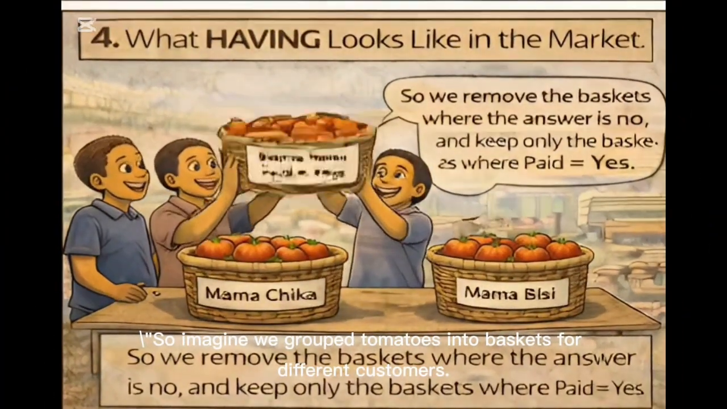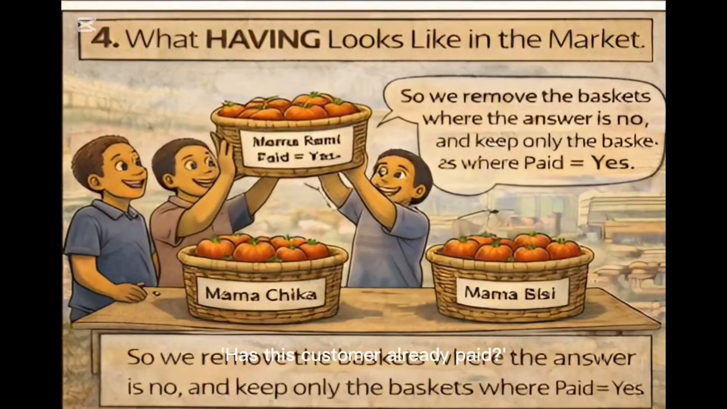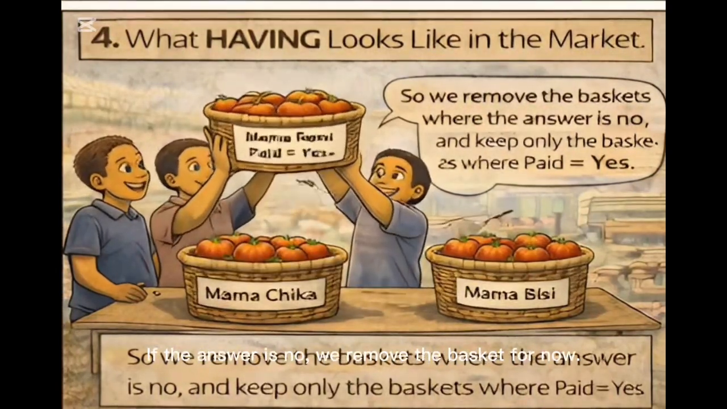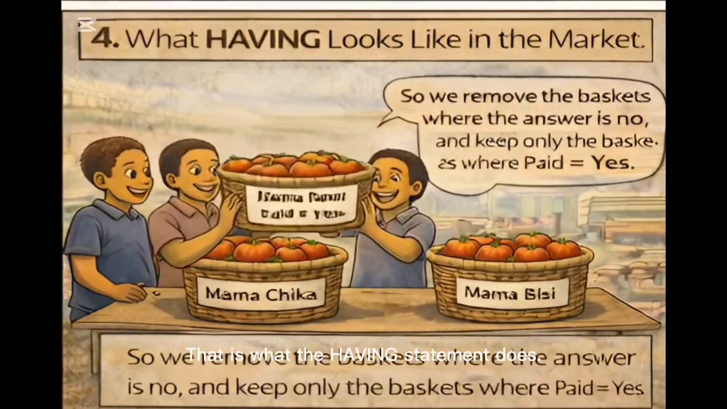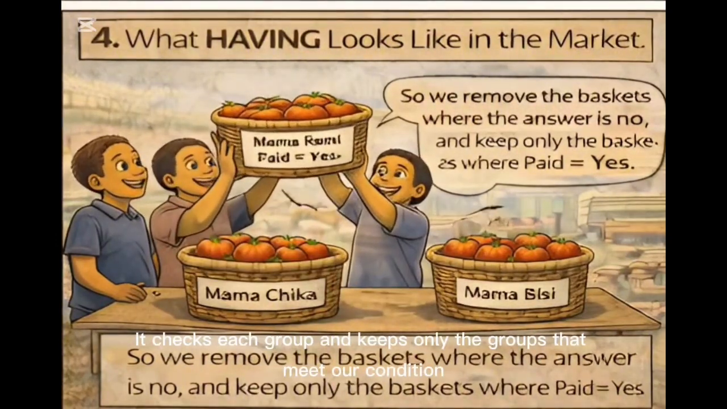So imagine we group tomatoes into baskets for different customers. Now we look at each basket and ask, has this customer already paid? If the answer is yes, we keep the basket. If the answer is no, we remove the basket for now. That is what the having statement does. It checks each group and keeps only the groups that meet our condition.